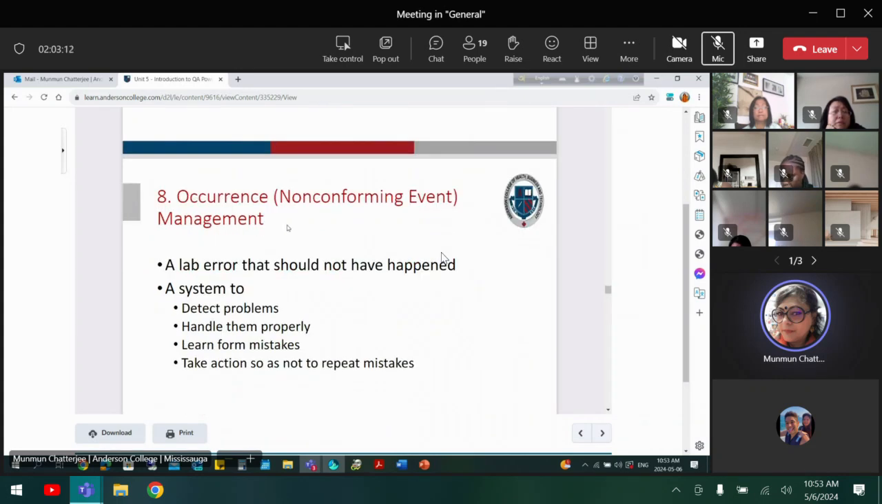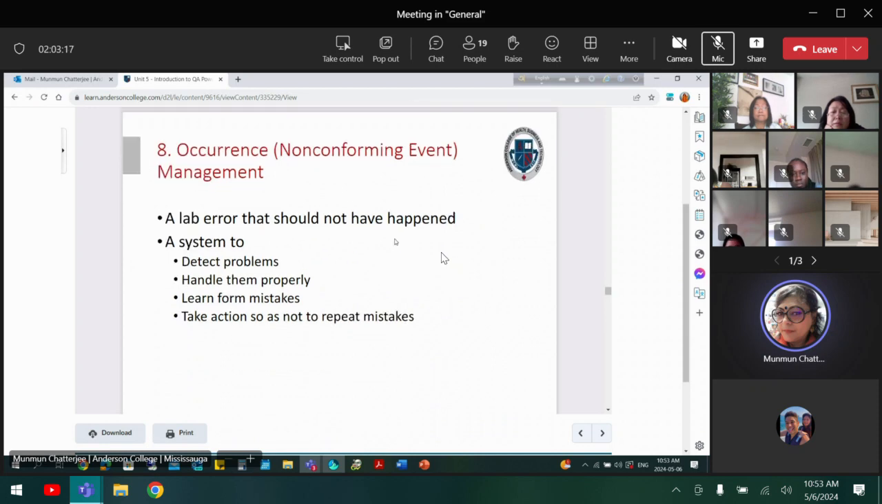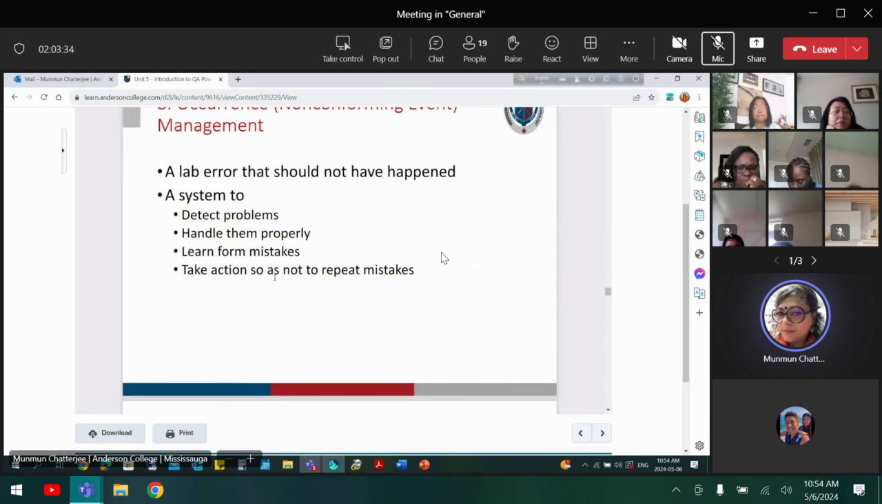And what is occurrence or non-conforming event management? What is that? A lab error that should not have happened, so that once the problem has happened, it should not happen anymore. It is a system to detect problems, handle them properly, learn from mistakes, and take action so as not to repeat mistakes. So you first have to identify where the problem is: a poor sample, or a sample not stored properly, or the instrument, or the standard, or the quality.